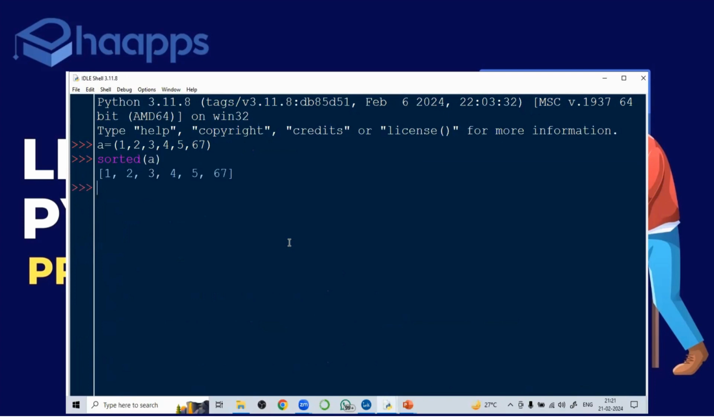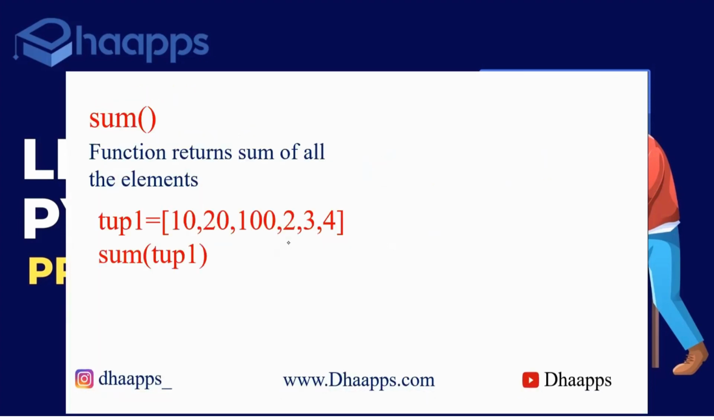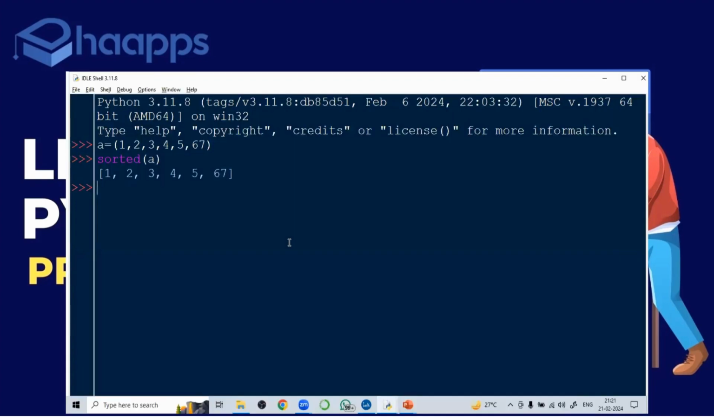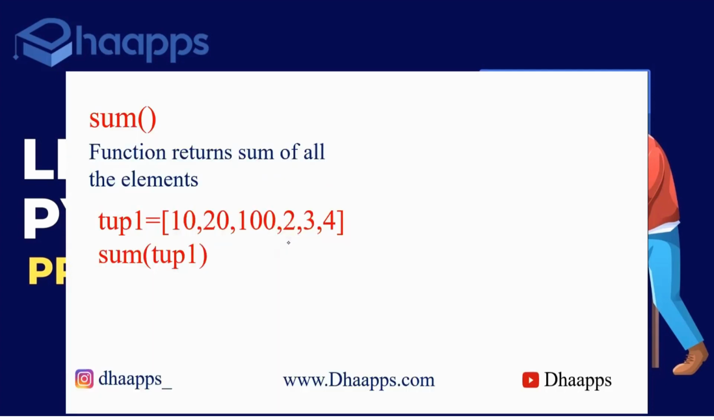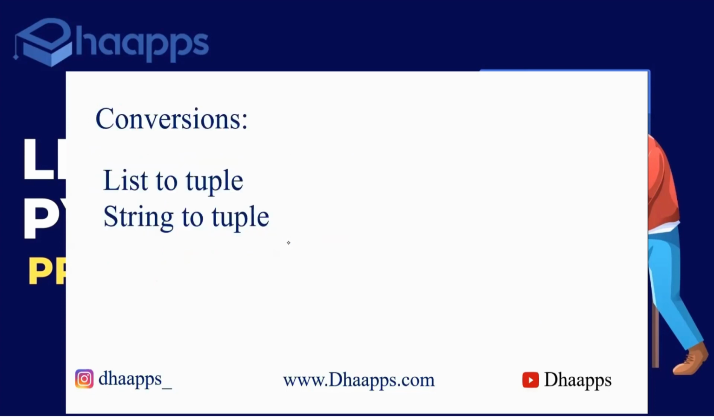Okay, it will convert into list. Sum will give sum of a. Minimum, we can find minimum of it. Max, you can find maximum of it. You can do that, and you can delete that object.